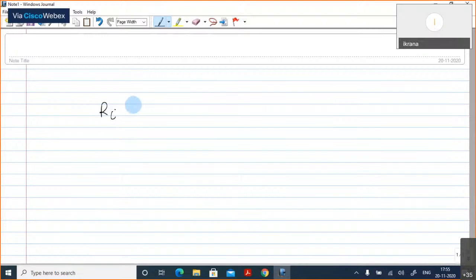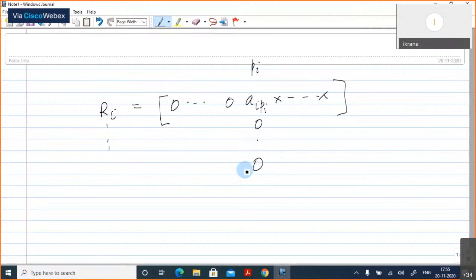So the ith row looks like 0, 0, and then the first non-zero entry in the ith row will be A_i at the place P_i, the P_i-th column, and something will be there after that. That is what the ith row in the row equivalent form looks like. This is the first non-zero entry. And if you look at the rows below it, they will all have 0. Do you agree or not?